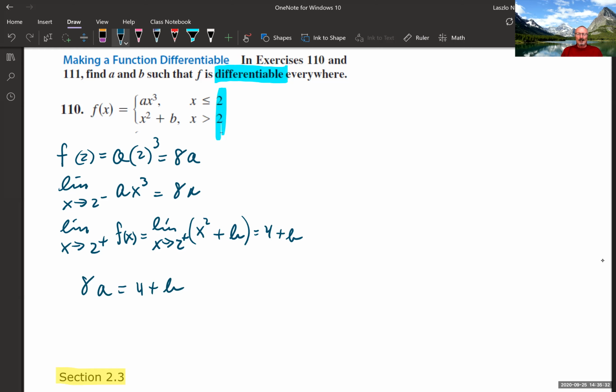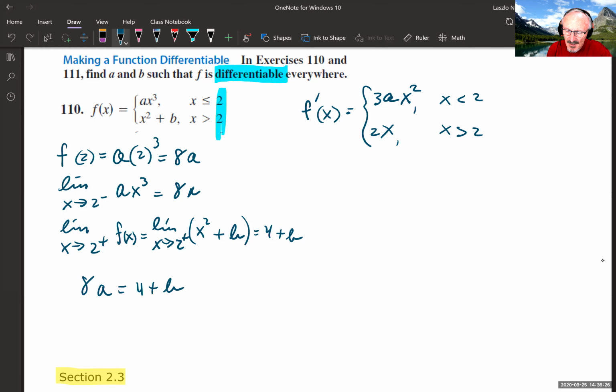Now this is basically a linear equation in terms of a and b, and it reminds us a little bit of algebra 1. That's fine. Now we must continue and of course also find the derivative. Okay, in other words, 8a must equal 4 plus b. Okay, and also we have, let's see, f prime of x is equal to 3 times ax squared, and we have 2 times x. B is a constant, so it's gone. And remember, we don't know whether the derivative exists at 2 or not, so we're going to simply explore before we make a conclusion. Consequently, this is x is less than 2 and x is greater than 2, okay?